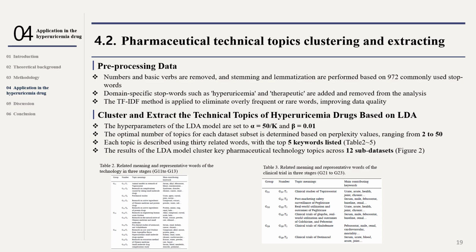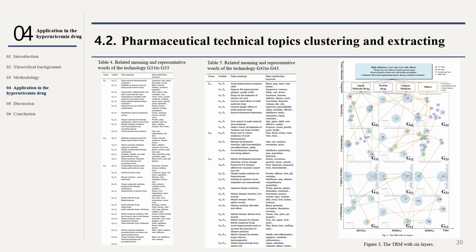The hyperparameters of the LDA model are set to alpha equal to 50 per K and beta equal to 0.01. The optimal number of topics for each dataset subset is determined based on the perplexity values ranging from 2 to 50. Each topic is described using 30 related words, with the top 5 keywords listed. The results of the LDA model cluster key pharmaceutical technology topics across the 12 sub-datasets, and these are in tables 4 to 5 and figure 2.